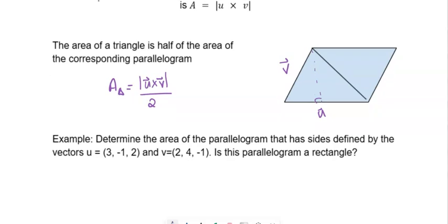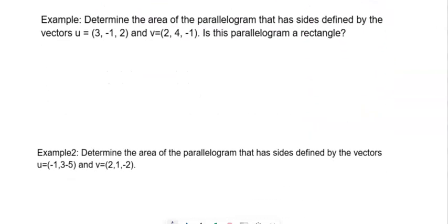Okay, let's try an example. So let's determine the area of a parallelogram that has sides defined by these vectors. And then I also want to figure out whether or not this parallelogram is a rectangle or not. So I know that the area is u cross v. And so I'm going to do my cross product. Okay, so I'm going to write it over here. And 2, 4, -1. Get rid of these guys.